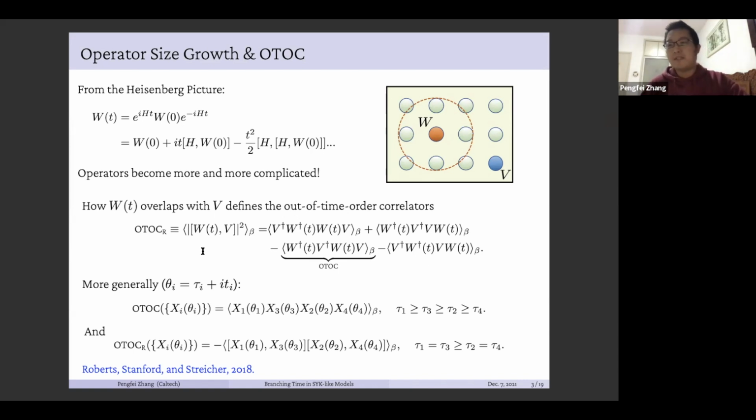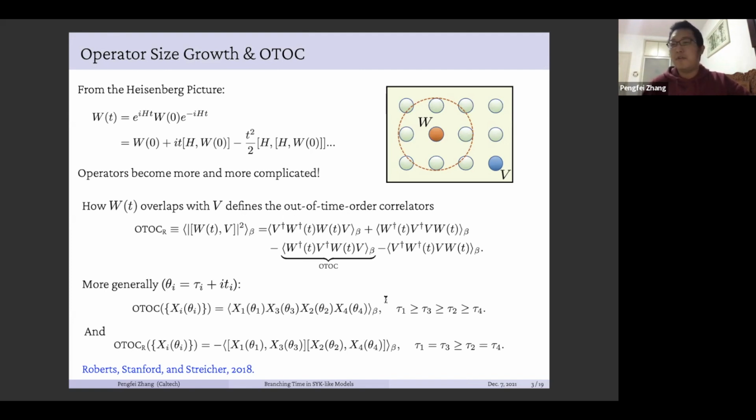For example, let's consider taking the commutator, then taking the norm square and the expectation value. This is defined as the out-of-time-order commutator, or the retarded OTOC. On the other hand, we can also expand such a commutator square in terms of simple correlators, like these 4-point functions. In particular, there will be contributions containing the time sequence T0, T0, or 0T0T, which is called the out-of-time-order correlator.